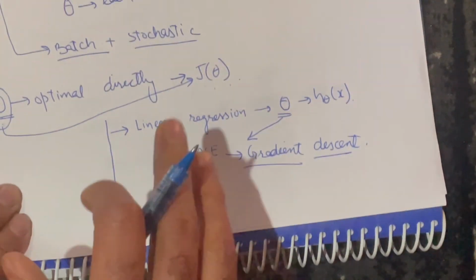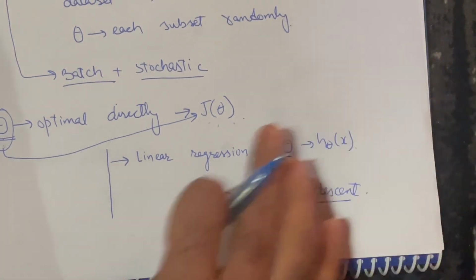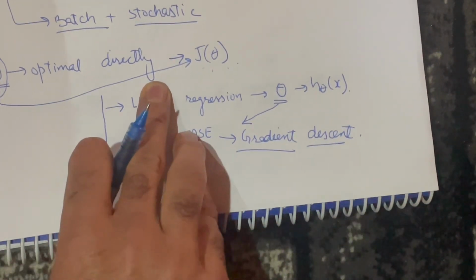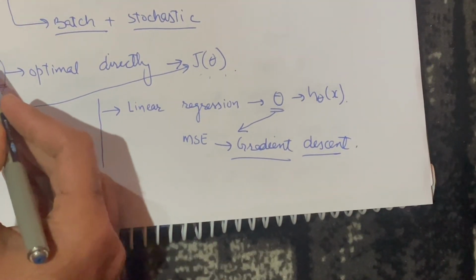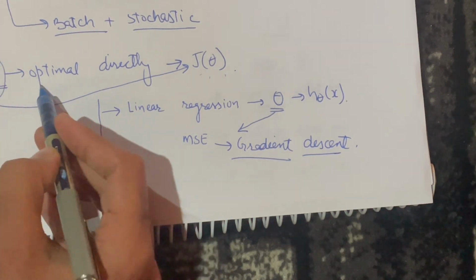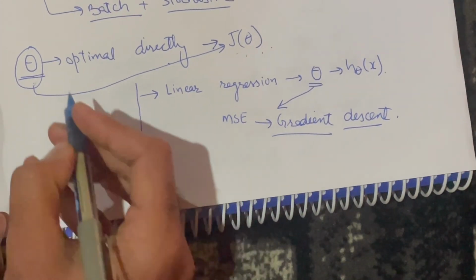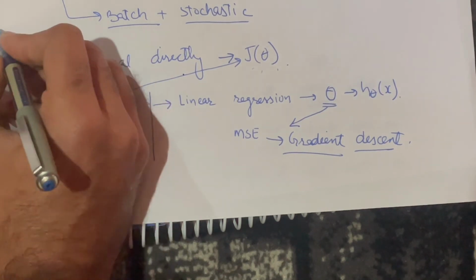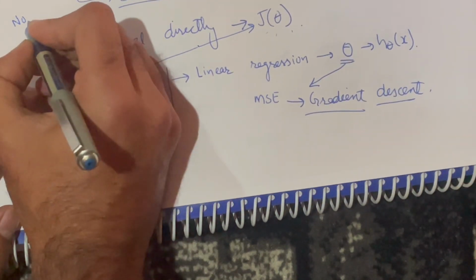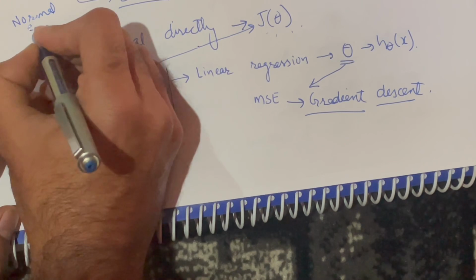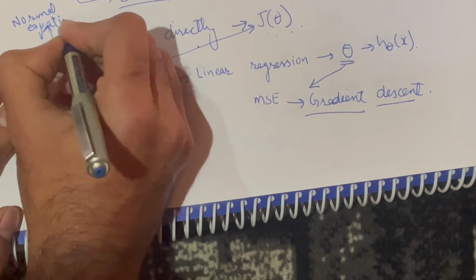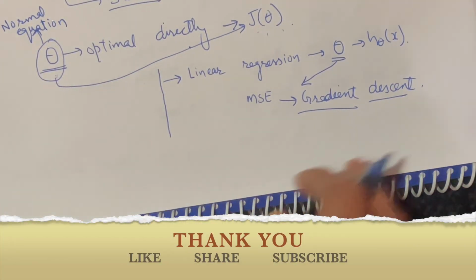So this completes the discussion about linear regression and gradient descent. In the next lecture we will see how we can find the optimal theta directly without doing these iterations. That is also called the normal equations format, so in the next lecture we will start discussing the normal equations.